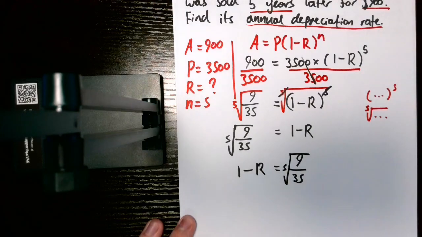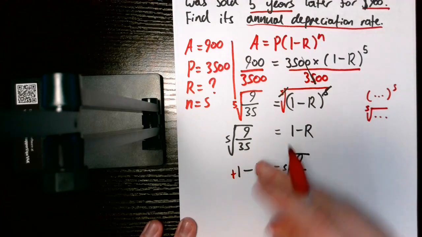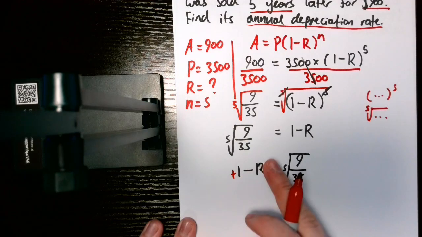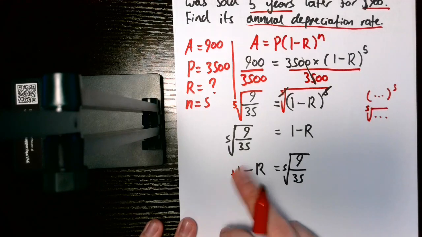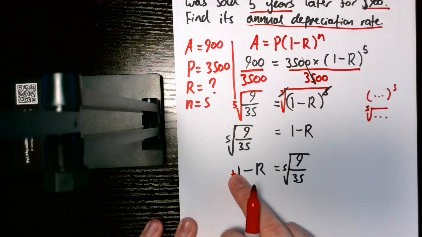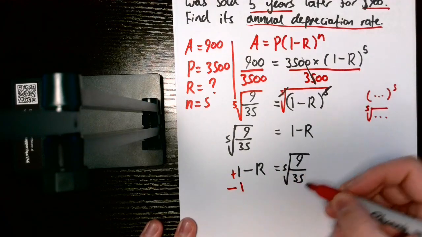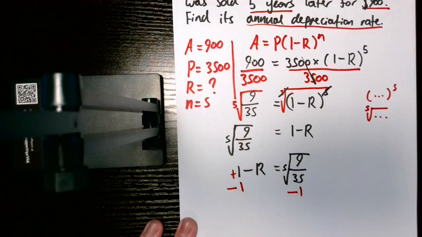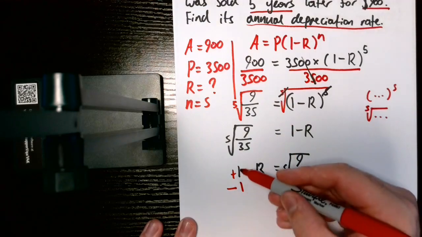Now, we want to get the R by itself, and this is a common mistake that I see a lot of students make. I want you to understand here that in front of this 1 is still a positive. It is not a negative. That negative is attached to that R, not the 1. So, what we need to do is the opposite of plus 1, which means we are going to minus 1 from both sides. We're not going to add 1, we're going to do the opposite. We are going to minus 1 from both sides.